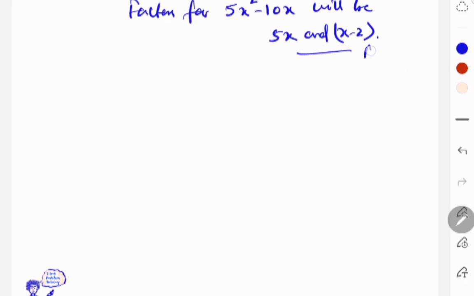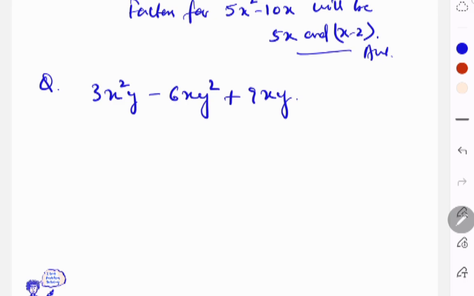Okay. So now let's come to the last example of this chapter. So let's take another question: 3x square y minus 6xy square plus 9xy. Now pay attention to this, students. If you understand this, you are almost through. Okay. So now let's see what we can write for this.